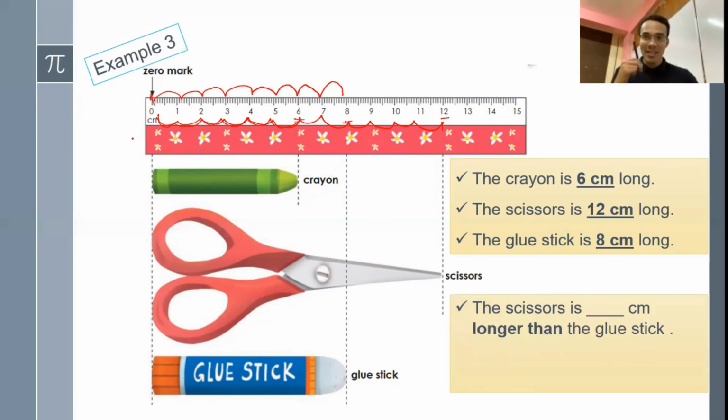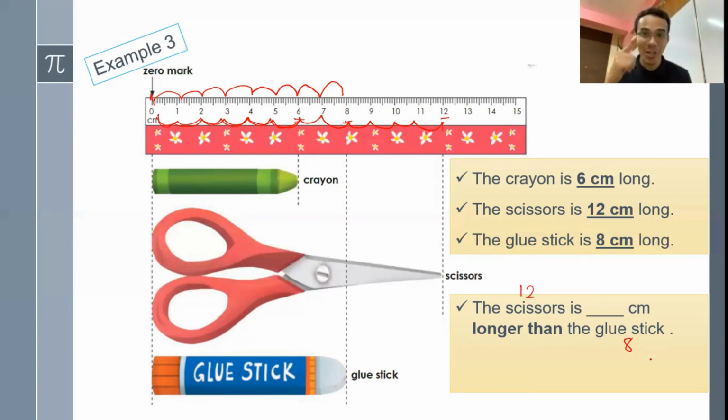Now, let's fill in the blank of the following statement. The pair of scissors is blank centimeters longer than the glue stick. This time we are comparing the lengths of the scissors and the glue stick. How long is the pair of scissors? It's 12 centimeters, right? How long is the glue stick? It's 8 centimeters. Now, when comparing the lengths, we are actually getting the difference. When we say the difference, we are going to subtract numbers.